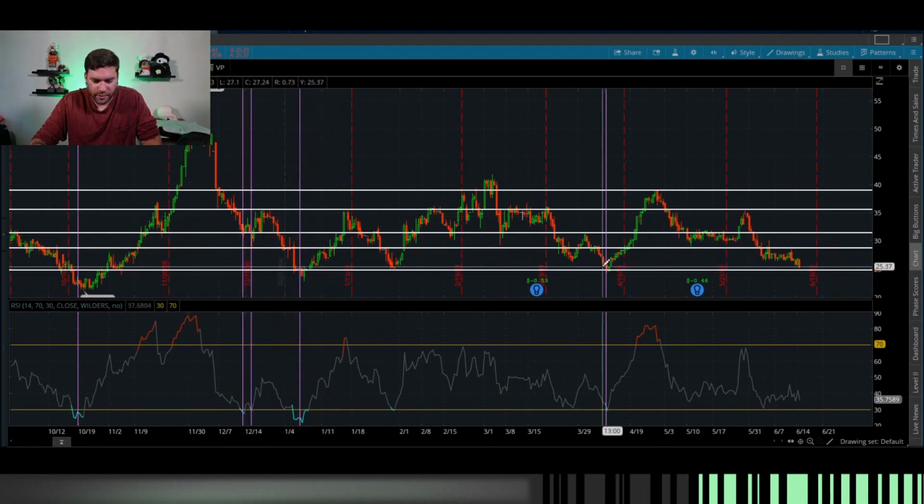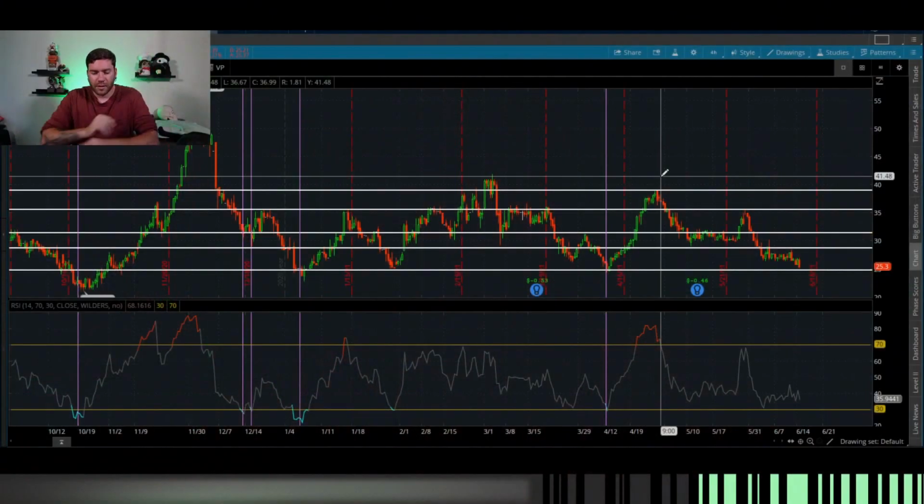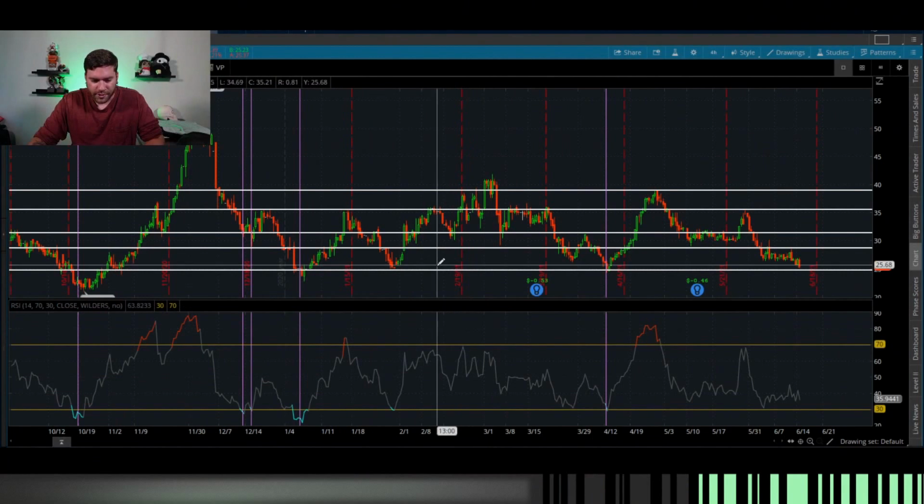Here would have made money, and here it would have made money. No guarantees ever, but at least here, 5 out of 5 times it was below 30, we would have made money. That's a great sign. So we can currently see that works out very, very well.